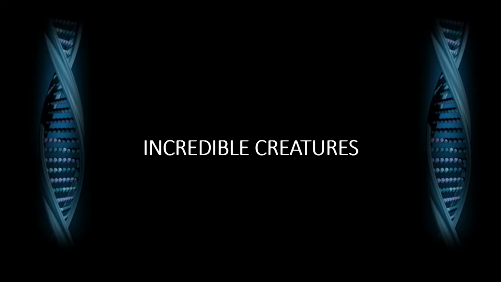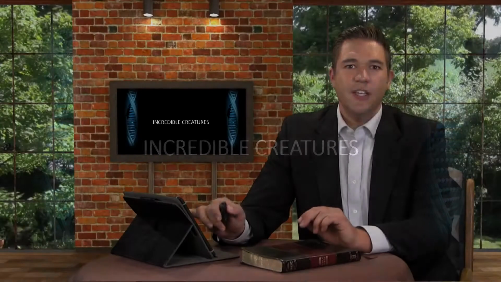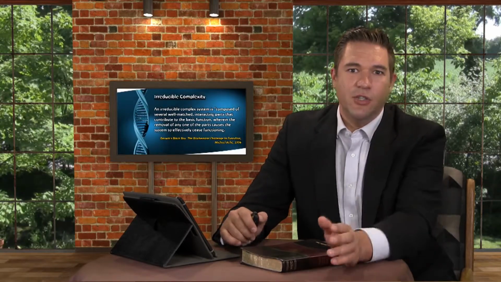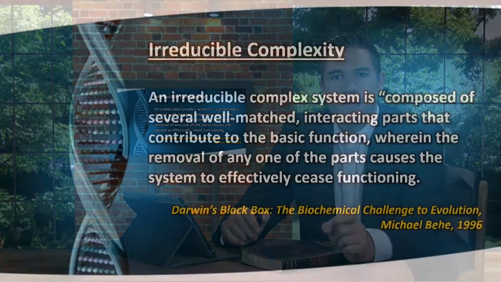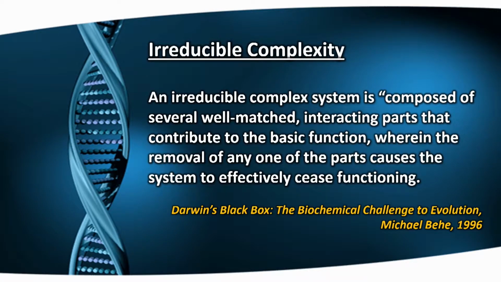Let's take a look at some incredible creatures. This is one of my favorite parts of this series. I love to look at the animals that God has created. There is a law that Michael Behe discovered that is something called irreducible complexity. An irreducibly complex system is composed of several well-matched interacting parts that contribute to the basic function, wherein the removal of any one of the parts causes the system to effectively cease functioning.